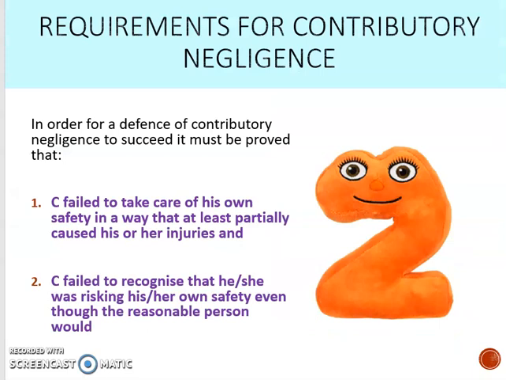The requirements for contributory negligence are firstly that the claimant failed to take care of their own safety in a way that at least partially caused his or her injuries. So we've seen that in Sayers, we've seen that in Froome and Butcher. And two, that the claimant failed to recognise that he or she was risking his or her own safety, even though a reasonable person would. So again, with Sayers, a reasonable person might have realised it's daft, really, to stand on the toilet roll holder. In Froome and Butcher, a reasonable person would have realised you should have put your seatbelt on.